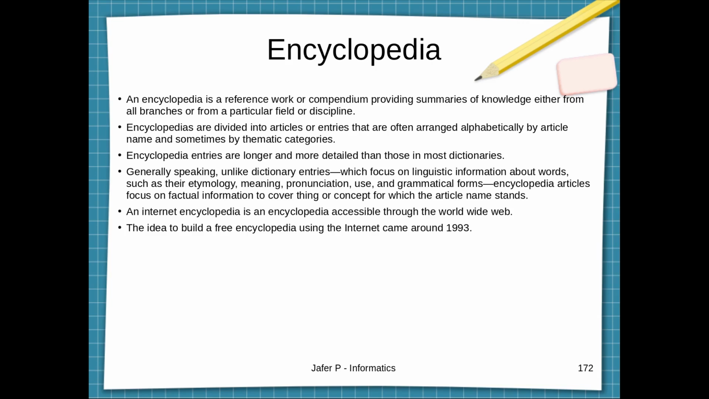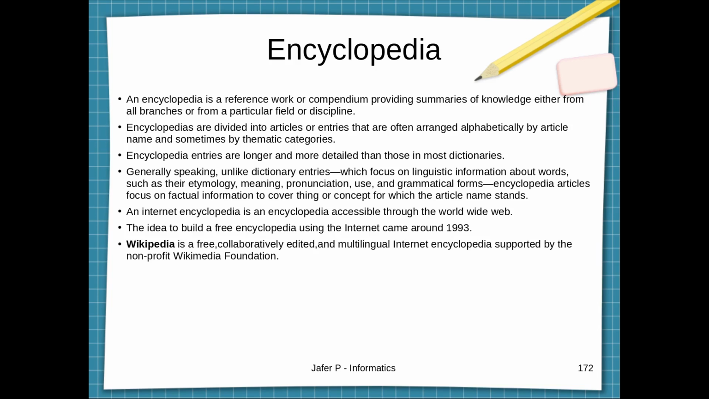Then Wikipedia is a free, collaborative, edited and multilingual internet encyclopedia supported by the non-profit Wikimedia Foundation. This is one of the best encyclopedias available on the internet. It can be edited. Suppose one person has entered some information in Wikipedia, and after some time you note that the information is wrong. You can go and edit that information, right?